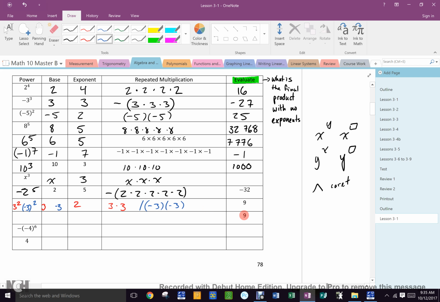Okay. So here's another 9. How else can I make positive 9? 9 times 1. So 9 once. So what's the base? 9. What's the exponent? 1. What's the power? Just 9. Why? Because you never write 1 as a power.